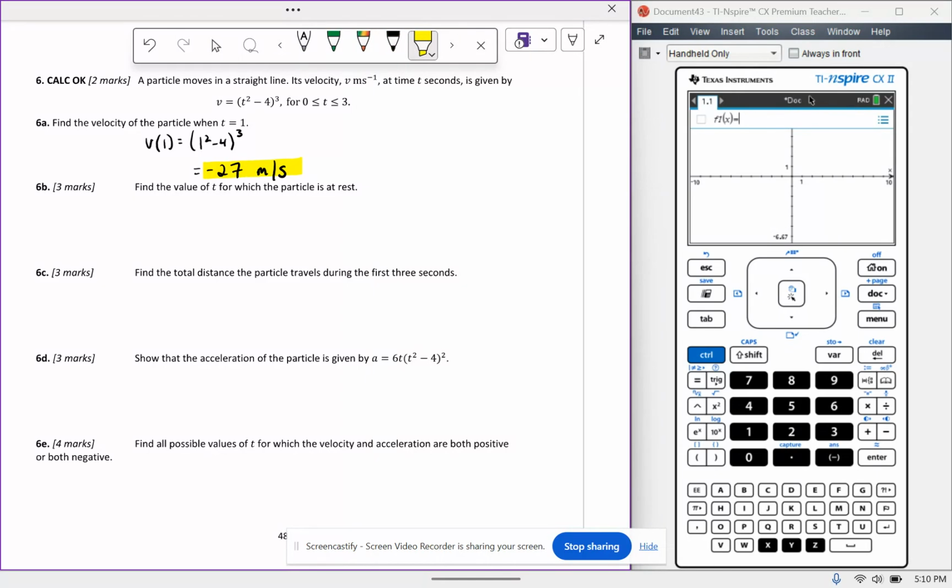Okay. Find the value of t for which the particle is at rest. We know that the particle is at rest when v of t equals 0. So let's go ahead and take v of t and set it equal to 0. t equals plus or minus 2. I'm going to go ahead and reject the negative 2 because the interval is from 0 to 3. Okay, so I just have t equals 2.